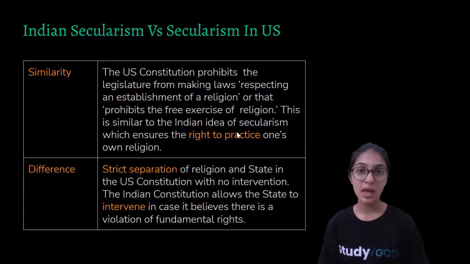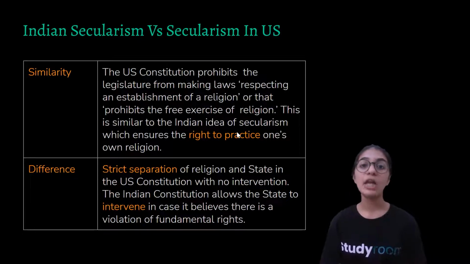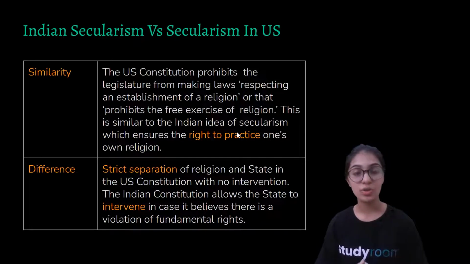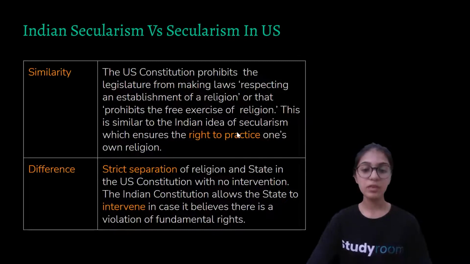But in the US, there is no such intervention. There is strict non-interference, that is, a strict separation of religion and state. Neither do the religious communities interfere in the state, nor does the state interfere in the religious communities. There is no link; they are two separate entities. There is no interference even where there is a violation of fundamental rights. Even then, there is no intervention. There is strict separation between religion and state. So these are the similarities and the differences.